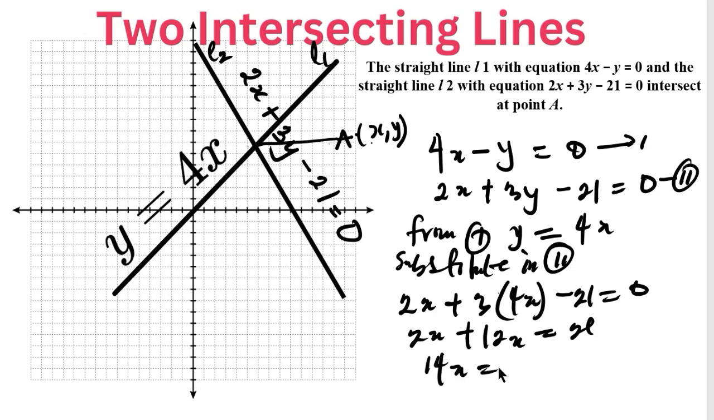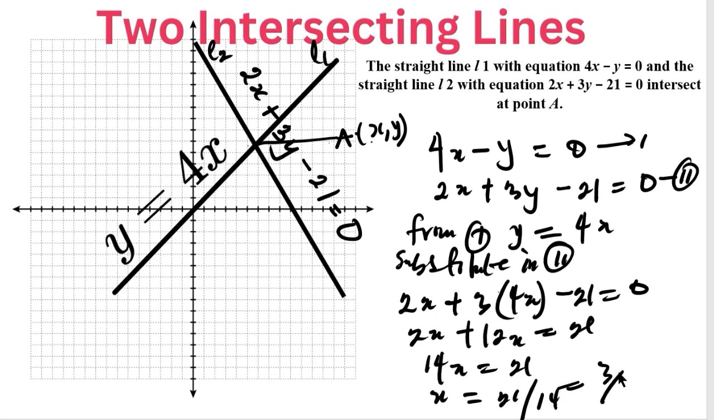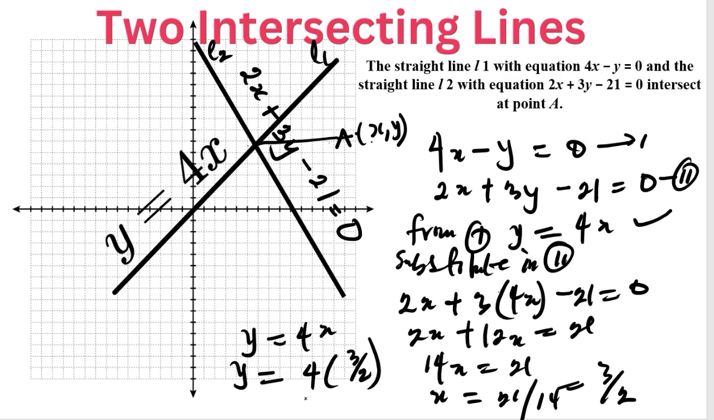Obviously, this is 14x equals 21. Then we can say that my x is equal to 21 divided by 14. That's the same thing as 3 over 2. Now, if x is 3 over 2, remember my y from here, we said that my y is the same thing as 4x. So my y now will be the same thing as 4 into 3 over 2. That's the same thing as 2 here is 1, 2 here is 2. That's 6. So at this point A, the value of A is noted as 3 over 2 and 6.